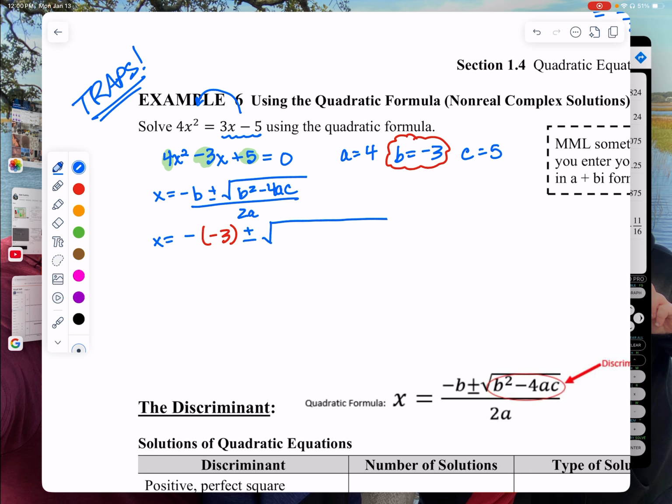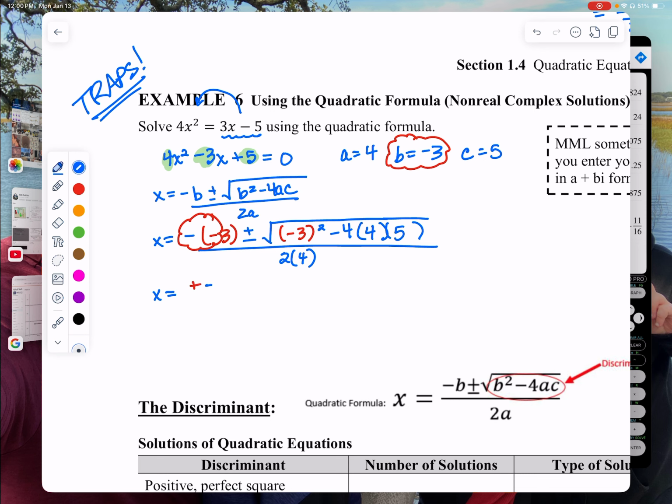Okay, then on the inside, underneath my square root, I've got -3 squared, because that's my b squared, minus 4ac. So my a is, let's see, oops, supposed to be blue. Okay, my a we said was 4, and my c is 5, and then all over 2a, my a is 4 again. All right, so let's keep on simplifying. So again, the very first trap is this double negative.